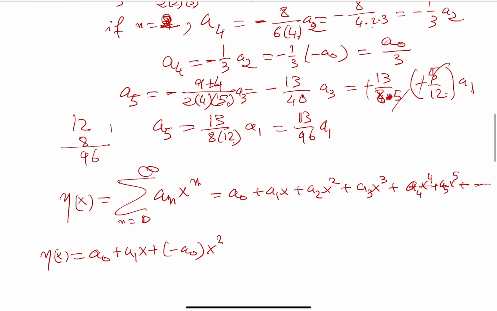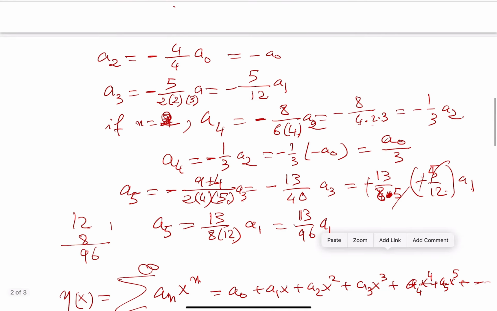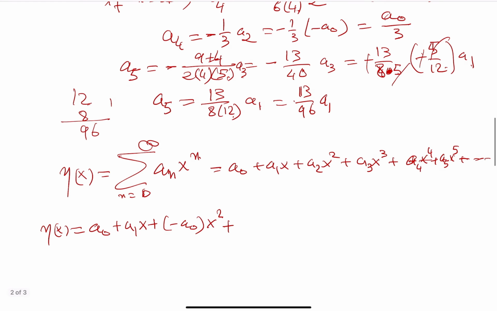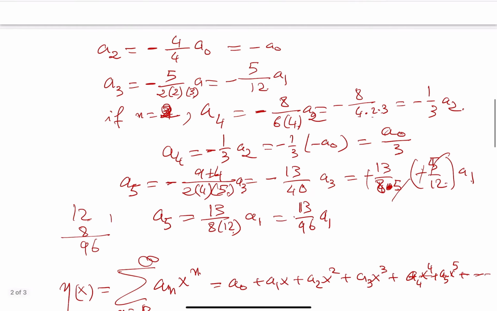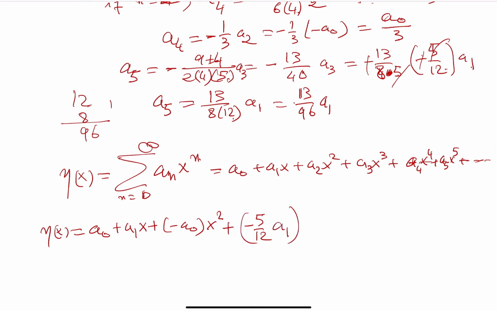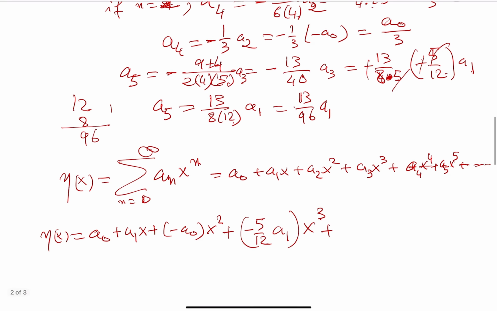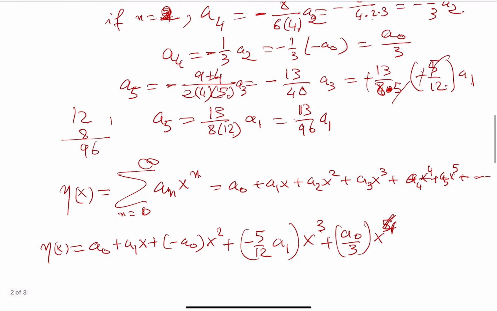And you have x squared plus a3. If you remember, a3 is negative 5 over 12 a1, parentheses, a3 is right here, x to the third, plus a4. a4 is a0 divided by 3, parentheses, x to the 4. Now a5 is 13 divided by 96 a1, x to the 5th, and so on.